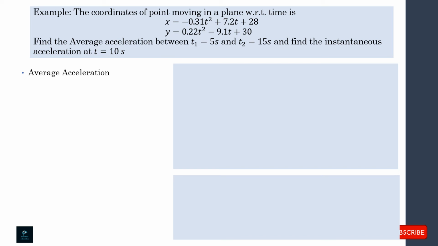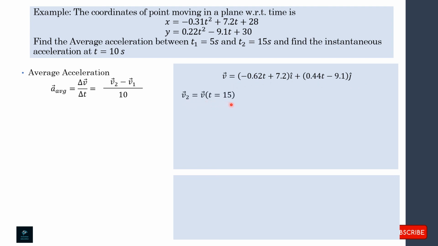The average acceleration A average is equal to delta V by delta T, and this is equal to V2 minus V1 divided by delta T. Now delta T is 15 minus 5 and this is equal to 10. We have already determined the expression for V, and that is equal to (minus 0.62 t plus 7.2) i plus (0.44 t minus 9.1) j. Therefore, V2 is equal to V at t equal to 15 seconds.